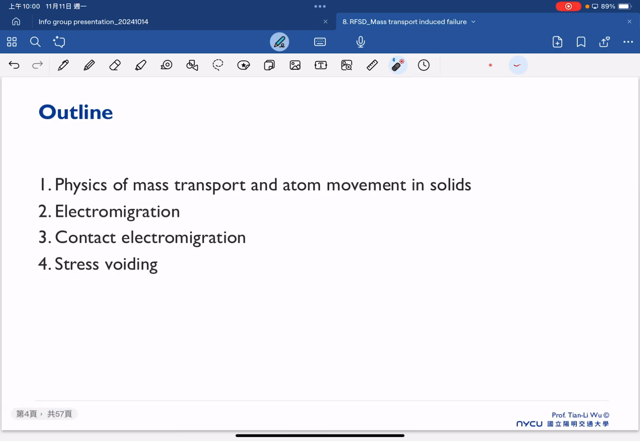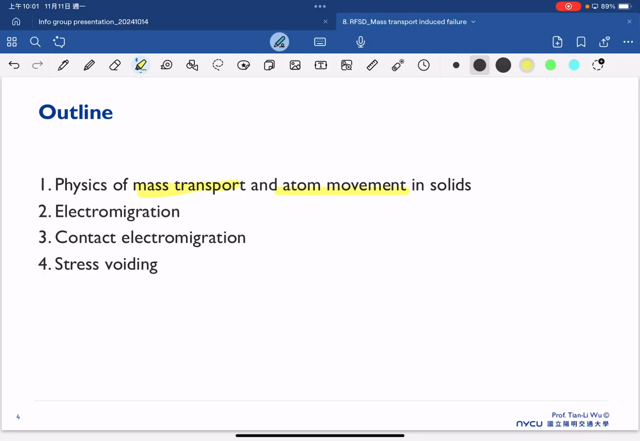Okay, so that's a general overview of what the industry is concerned about regarding interconnection reliability. But now we will go back to some fundamentals to understand why atoms will move and why in the end this causes reliability concerns. This atom movement is generally what we call mass transport, and this mass transport will lead to atom movement in solids. We will first discuss the fundamental physics that can help us understand. The second one is electron migration, which is mainly about the interconnection line.